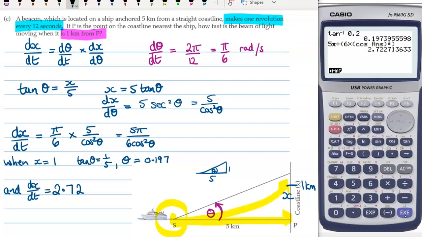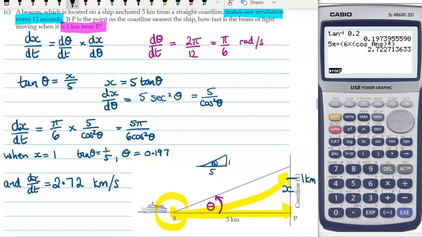The distance is in kilometers and our time is per second. That was quite a tricky one to work out, the context it was in and exactly what was happening. Don't beat yourself up if you struggled to get that one by yourself.